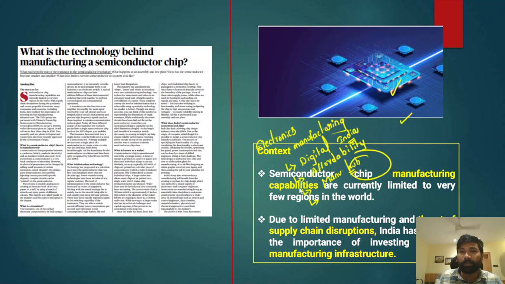Semiconductor chip manufacturing capabilities are currently very limited to a few regions in the world, for example, China, Taiwan, Japan, and the US. Very few countries have the ability to produce these semiconductor chips. Due to this limited manufacturing base, in case of any potential geopolitical conflicts or pandemics like COVID-19, supply chains could be heavily disrupted. Now imagine, for the supply of semiconductors, if India is dependent on China, and tomorrow if there is any issue between India and China and China denies supplying these semiconductors to India, that will significantly impact our existing economy, right? That also impacts the manufacturing of electronics.